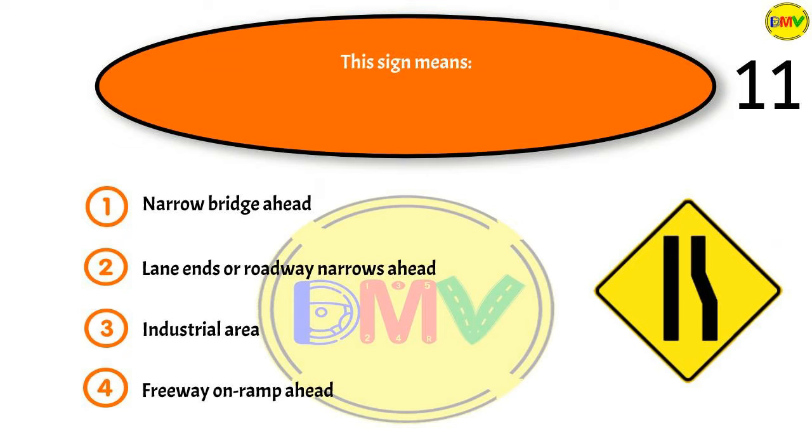The question 11. This sign means 1. Narrow bridge ahead. 2. Lane ends or roadway narrows ahead. 3. Industrial area. 4. Freeway on-ramp ahead.